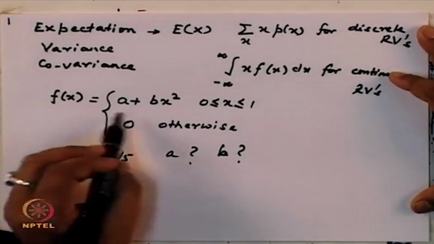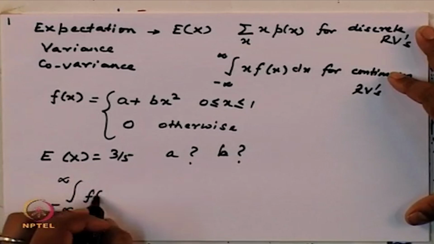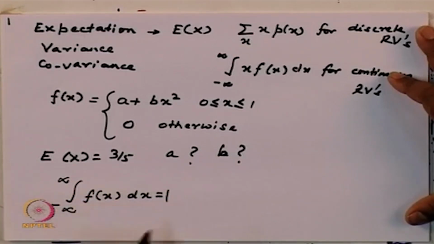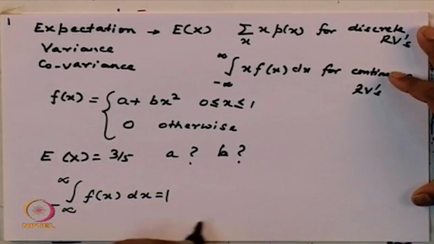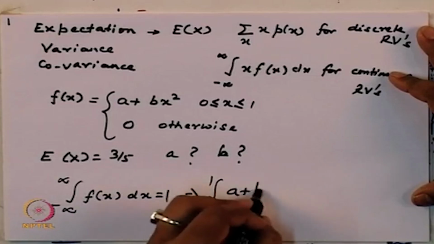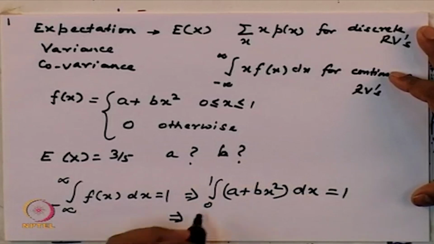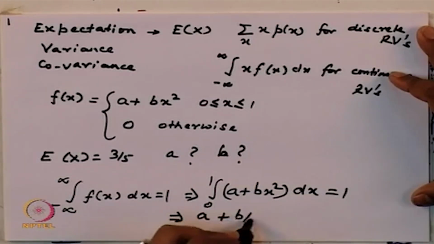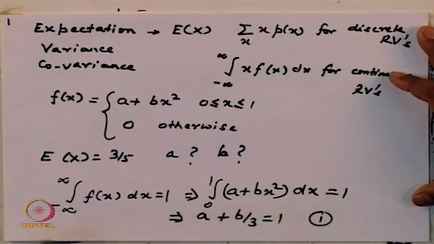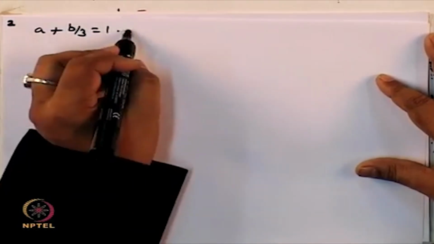Of course, since f x is a probability density function, we know that the integral from minus infinity to infinity of f x dx is equal to 1. This gives us this one equation. So, if we go through it, this implies, okay, this is equation 1. So, I can write a plus b by 3 equal to 1.